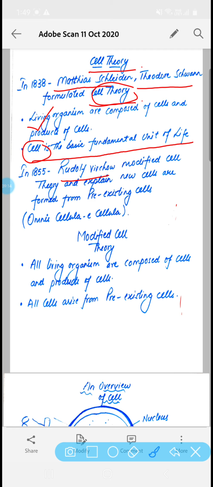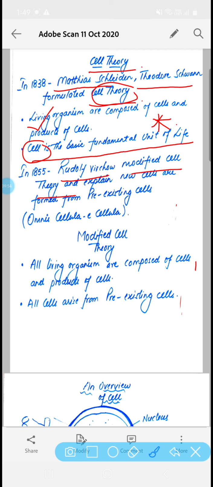This person, in 1855, modified the cell theory and added one thing. There was one drawback of the cell theory proposed by Schleiden and Schwann, that they didn't talk about the procedure, that how the new cells are formed. They were unable to explain the structure, that how the new cells are formed. They were unable to explain the mechanism. So to overcome this drawback, Rudolf Virchow gave the explanation of how the new cells are formed.